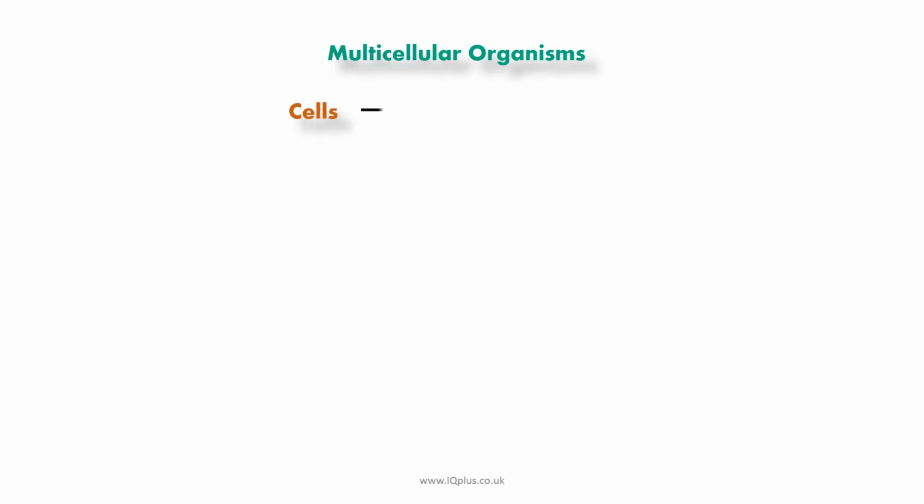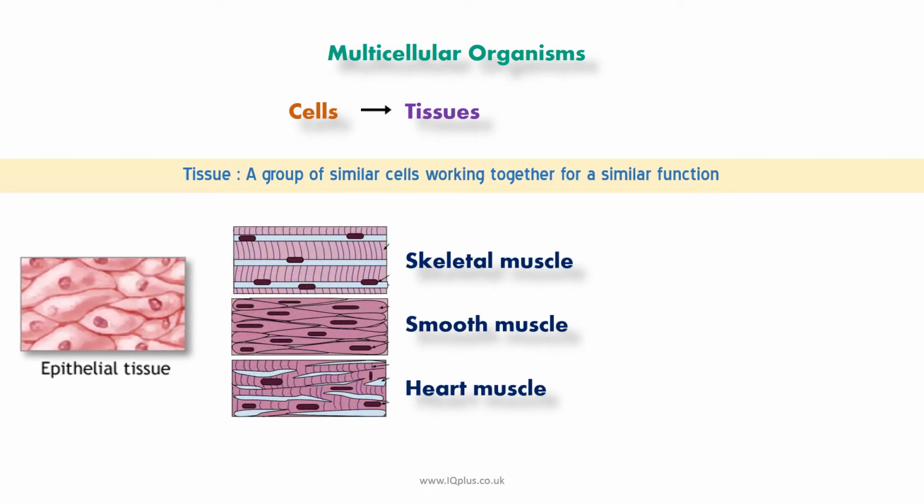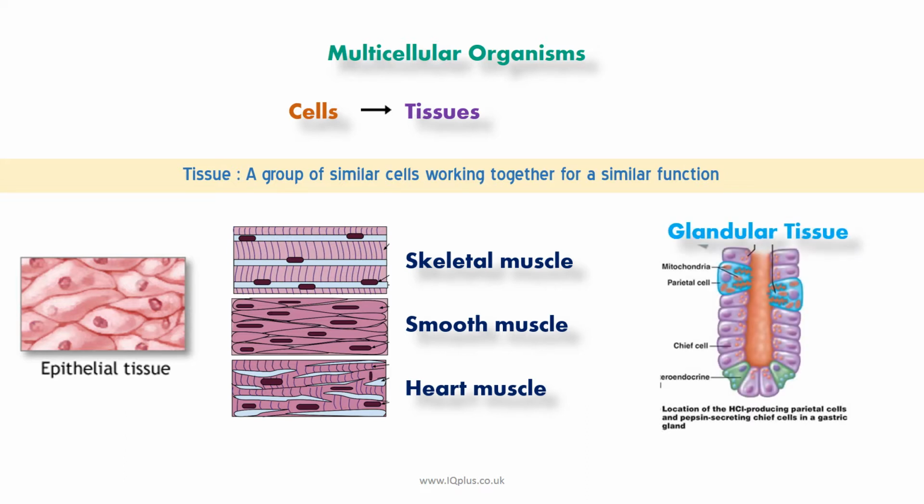Cells can combine together and make tissues. The definition of a tissue is a group of similar cells joined together for a similar function. Examples are muscle tissue, which is a group of similar cells, i.e. muscle cells joined together, and the role of muscle tissue is to allow contraction. We also have glandular tissue. The function of glandular tissue is to secrete substances.